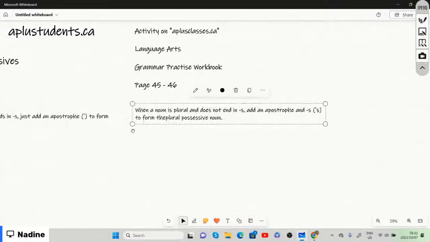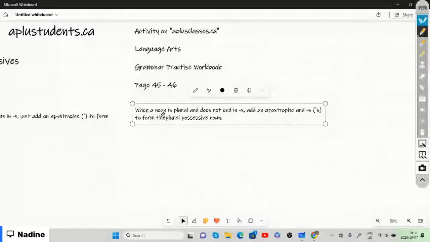And when a noun is plural, so referring to more than one person, place, animal, or thing, but it does not end in S, then we add the apostrophe and we add the S, almost like we did with the singular form, to form the plural possessive noun.